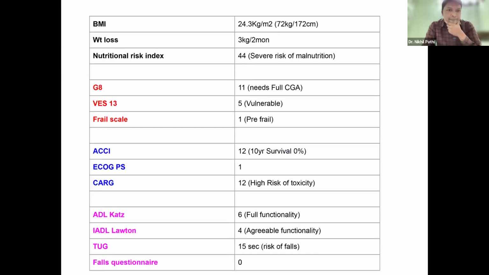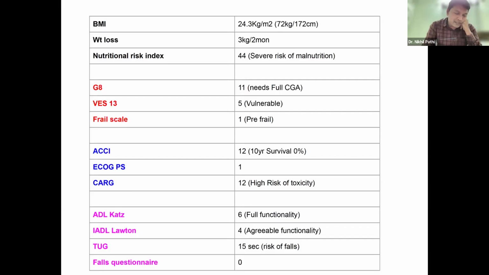His BMI is okay. His Nutritional Risk Index, again part of that OncoAssist app, predicted a severe risk of malnutrition. The G8 screening suggested that he needs a full comprehensive assessment. The age-adjusted Charlson Comorbidity Index predicted that his 10-year survival is 0%. And the chemotoxicity score is 12, which means he is highly prone to experiencing serious toxicities.